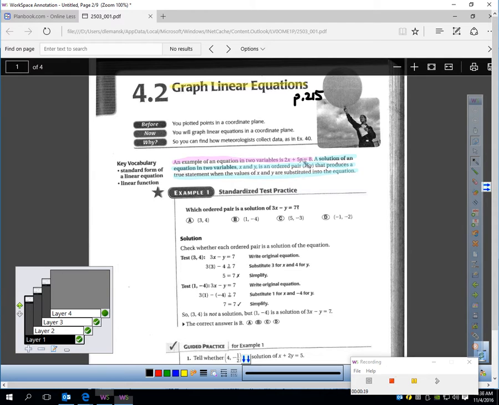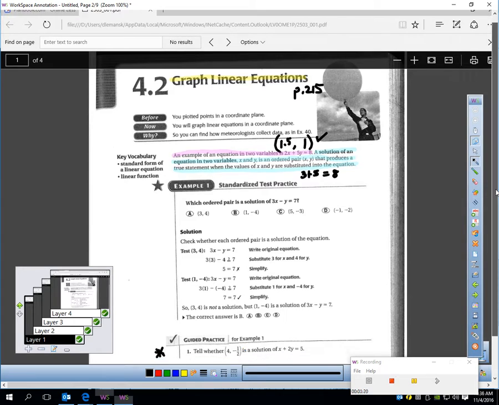Here would be an example of a solution to this equation. If I made x 1.5 and I made y 1, so if I had the ordered pair 1.5, 1, if I put a 1.5 in for x, 2 times 1.5 is 3, and if I put a 1 in for y, 5 times 1 is 5. Do you see how that's producing a true statement of 8? So 1.5, 1 would be a solution to this equation in two variables because 1.5, 1 makes this a true statement. There would be other solutions to that. This would just be one of them. Okay?